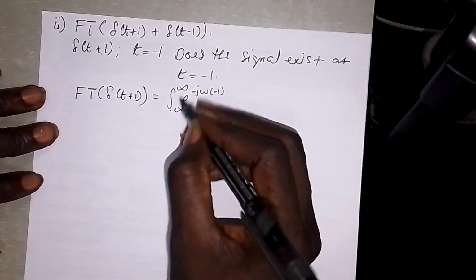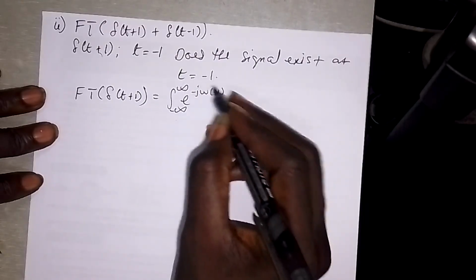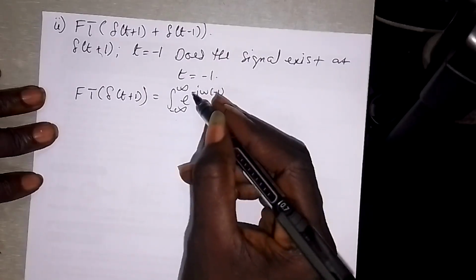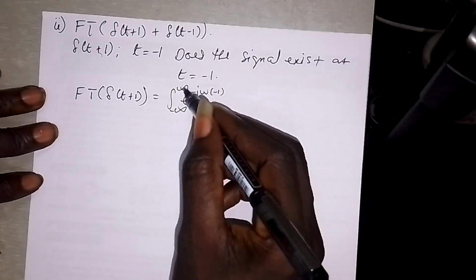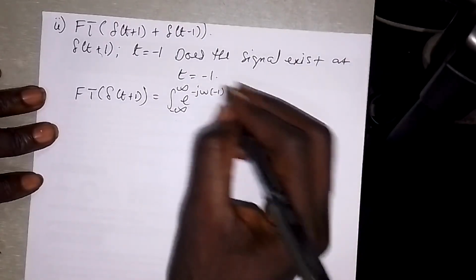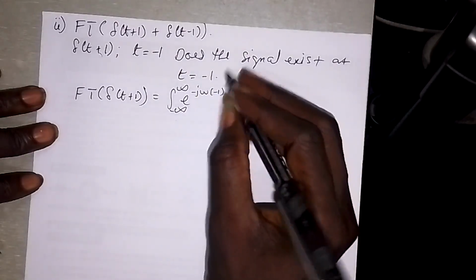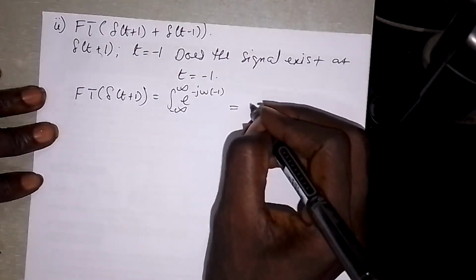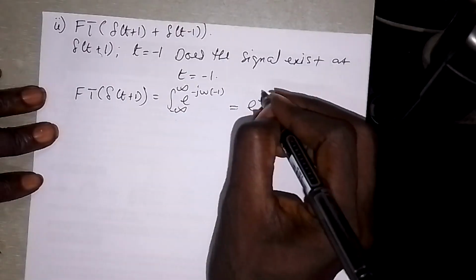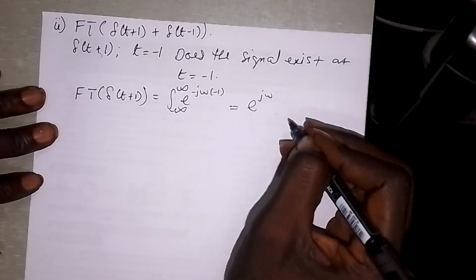The infinity here doesn't really come into consideration, because it's a unit impulse signal. A unit impulse occurs at a specific instant. It does not occur within an interval for us to integrate. That particular instant is t equals minus 1. So I'll only take t equals minus 1. In that case, I'll get e^(-jω(-1)), and minus minus becomes positive, so e^(jω).